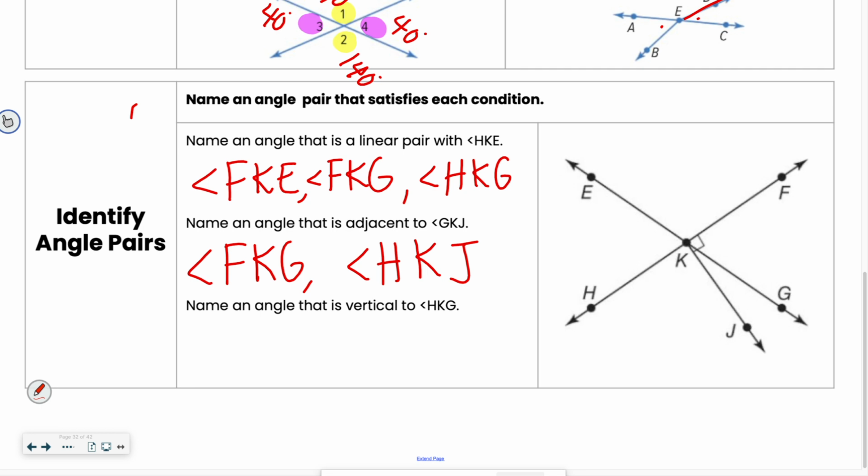Name an angle that's vertical to HKG. So remember, that's where you have 2 lines intersecting. They're kind of making an X. What would be vertical to that guy? Yeah, you got it. There's only one answer on that one. Perfect. When you're ready, you want to flip it over.